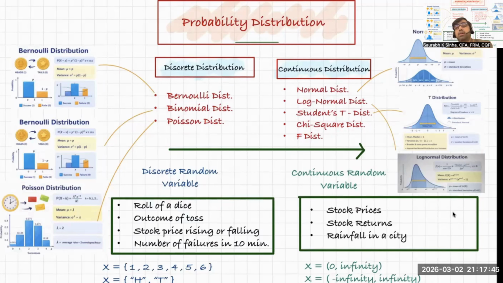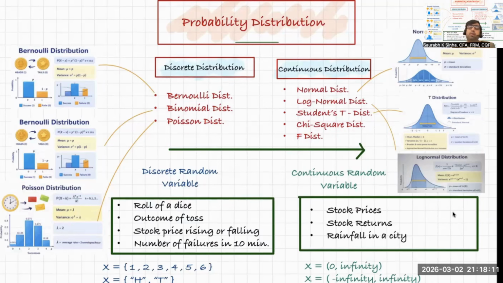When you start probability distribution, you will study around 8 to 10 distributions, depending upon whether you are studying CFA or FRM. For example, in FRM, you may have one or two additional distributions. So approximately 8 to 10 distributions will be covered. Today, we'll try to understand at a very high level what distributions you will study.